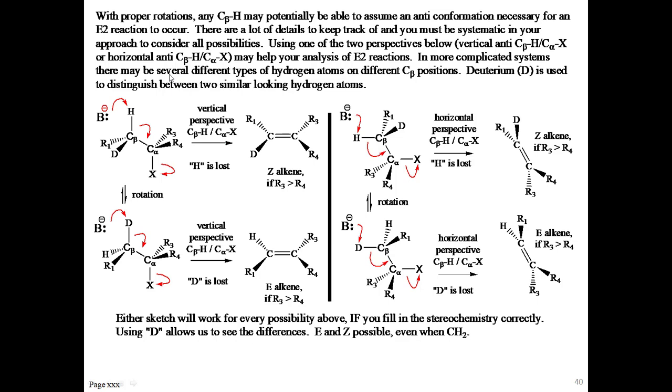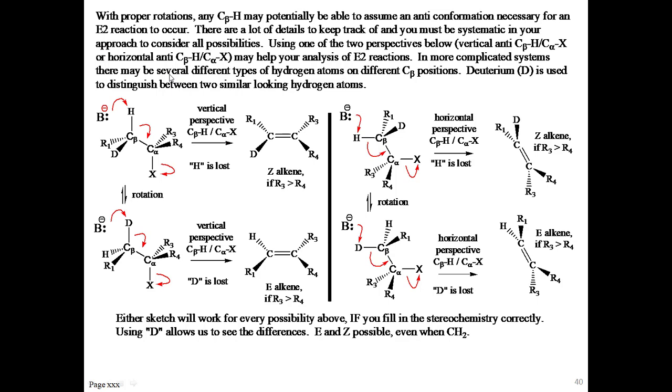So in this case, I have the hydrogen, the proton, anti, so the base picks that off, and you'll notice that D remains in the molecule over here, and D will be opposite to R4. Okay? So if I classify R3 higher than R4, then these 2 guys would be the highest priority groups, and this would be a Z alkene.